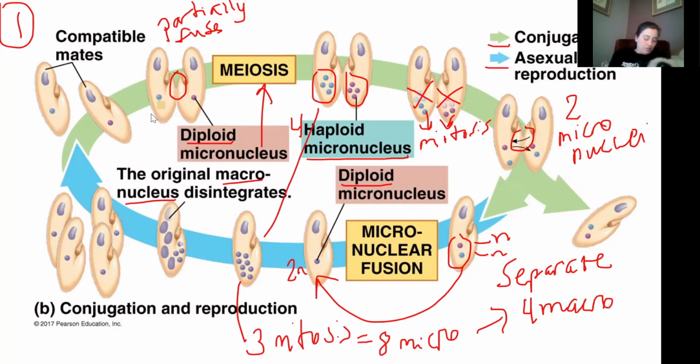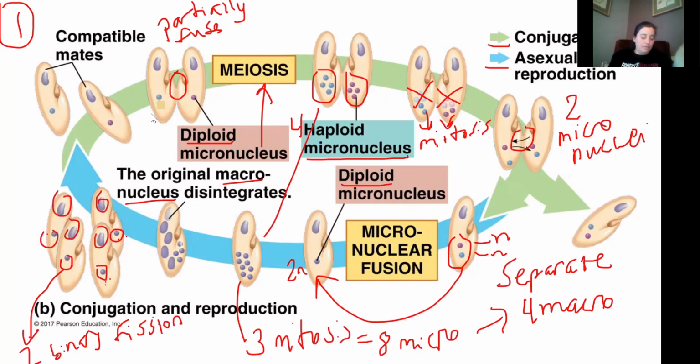So we have 2 rounds of what's called binary fission, which is just an asexual reproduction and asexual splitting. So each one of these new cells gets one of those new micronuclei. So they each have a micronucleus, and they each get a macronucleus. And again, these macronuclei and these micronuclei are genetically different than these were. So this is a way for ciliates to increase genetic diversity, to have genetic variation. Okay? Did you follow all that?